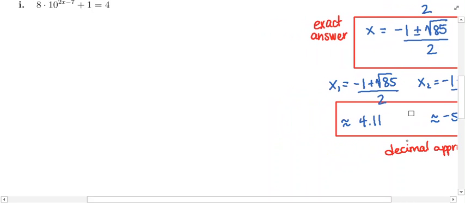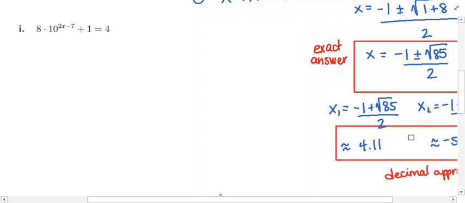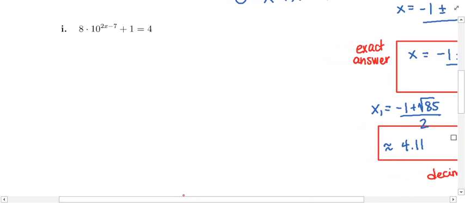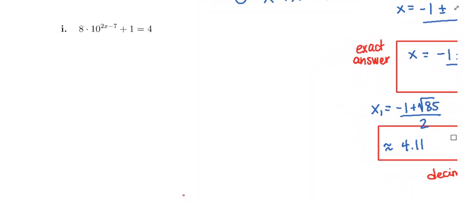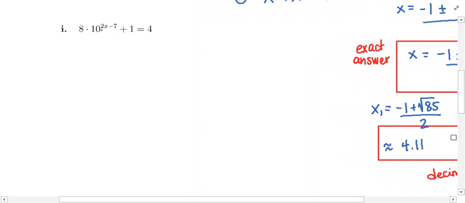Okay, all right, let's try one more. In part I, our equation is 8 times 10 to the 2x minus 7, plus 1, is equal to 4. First thing you need to do, what kind of equation is this? This is exponential. There's no logarithm present, and the x is in the power. When you look at this, what's being raised to the power? 10. Okay, 10's the base.